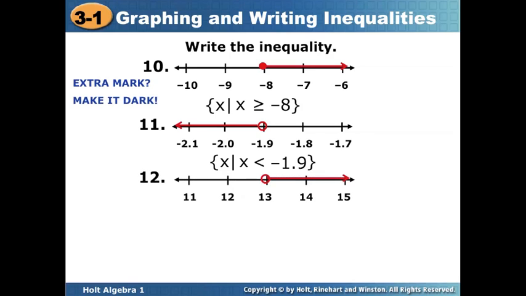Example number 12. Try this one on your own. Pause the video at this time. Let's check your answers. We have the set of all x's such that x, the symbol you should have chosen is just greater than, not equal to, because our circle is open. Our numbers are shaded on the greater than side of 13, and that's the value in your set notation.